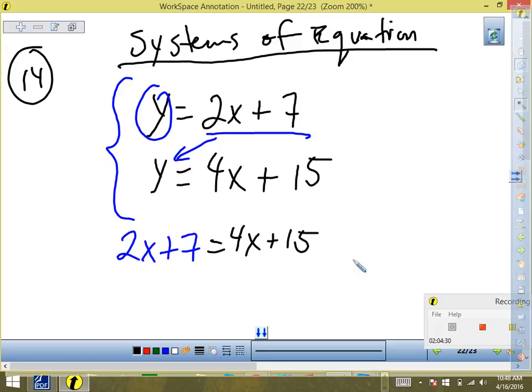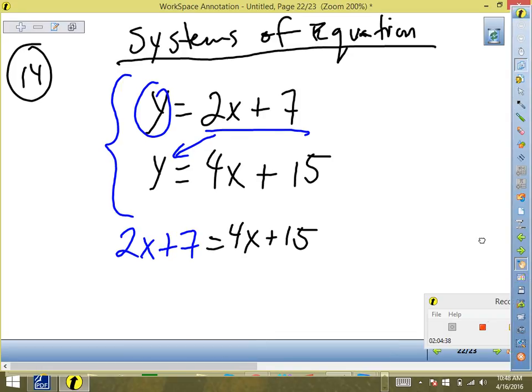Does that look familiar? Solve that by yourself, please. See what you get. Just the first step is the one that was a little tricky. So copy that and solve it, please.